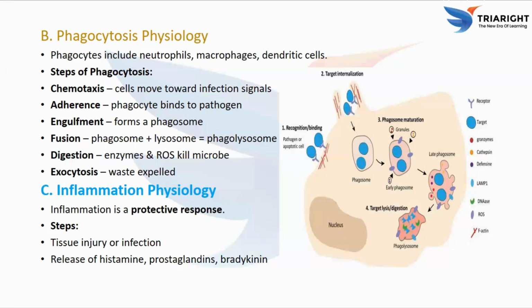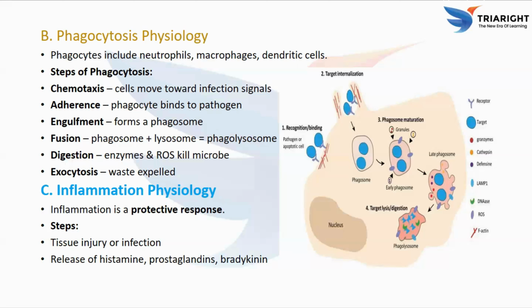The next is fusion, merging with the killing chamber. The phagosome fuses with the lysosome, a cell organelle full of digestive enzymes. This forms a phagolysosome. The phagolysosome is like a toxic chemical chamber inside the cell. And the fifth step is digestion, killing and breaking down the microbe.